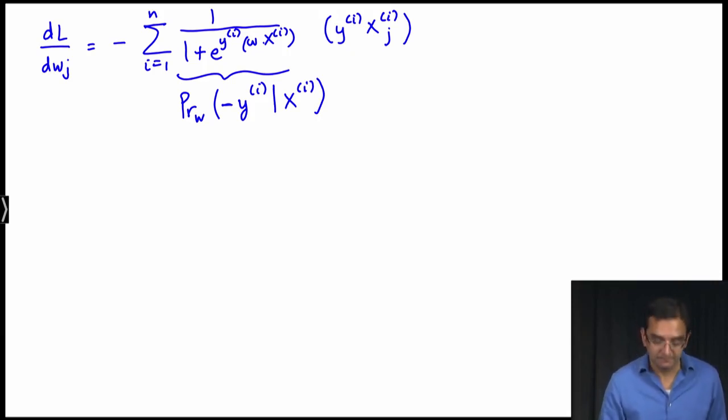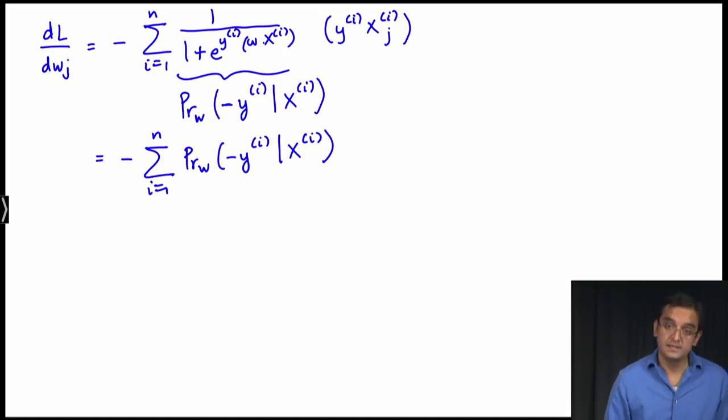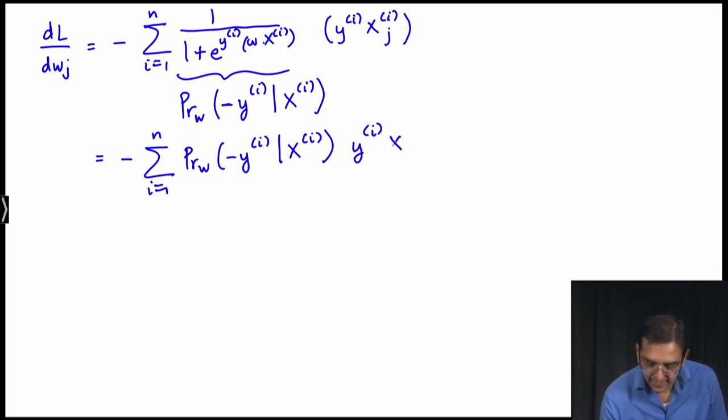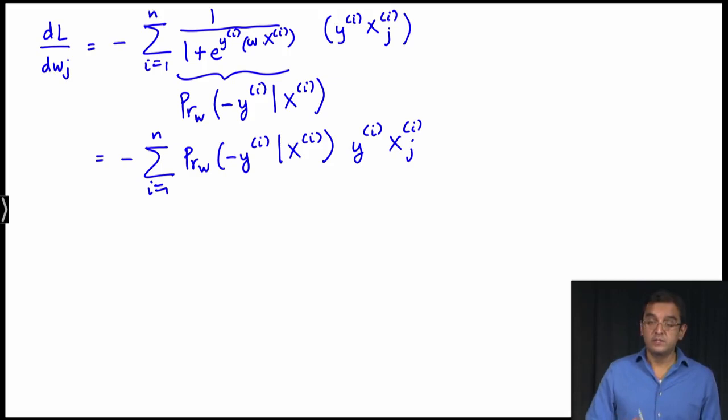Okay? And so this derivative is just minus the sum over all data points of the probability of the opposite label, negative yi, given xi. The labels are all plus 1 or minus 1, so minus yi is the wrong label, okay, times yi xi j. Okay, so that's the derivative with respect to wj, and the overall derivative is the vector in which we just stack these up.